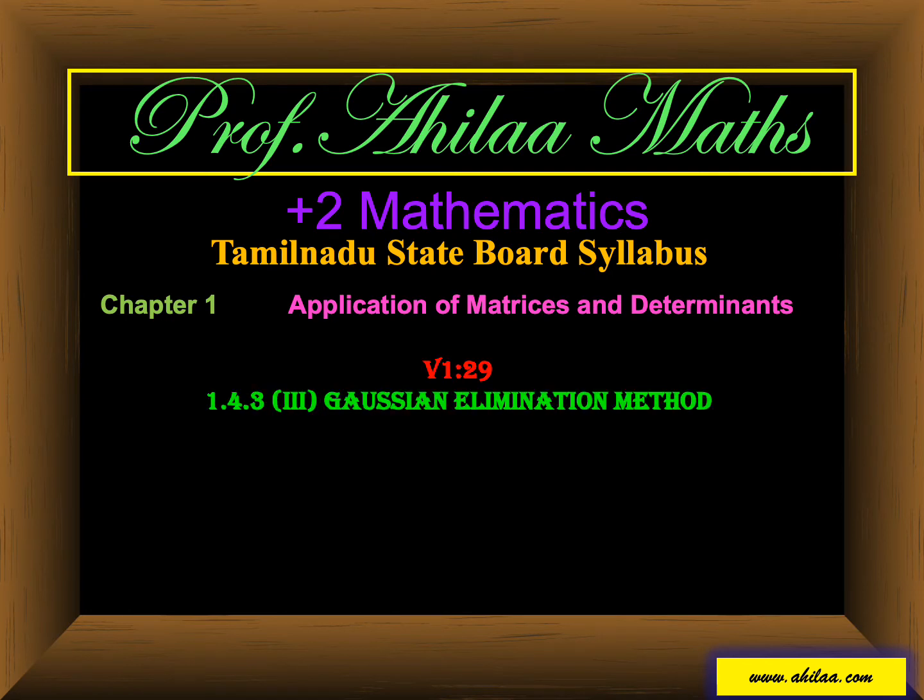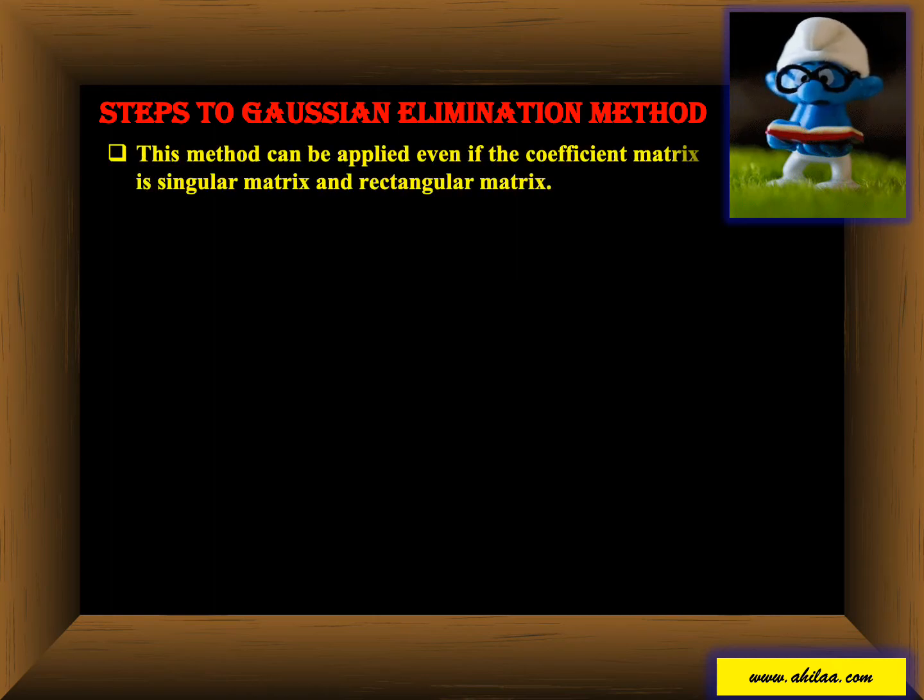1.4.3, Third Method, Gaussian Elimination Method, Example 1.27 and 1.28. Dear children, let us see the steps to Gaussian Elimination Method. This method can be applied even if the coefficient matrix is a singular matrix or a rectangular matrix. Please remember that the first two methods, the matrix inversion method and Cramer's rule, are applicable only for non-singular matrices, okay? And it is the method of substitution.